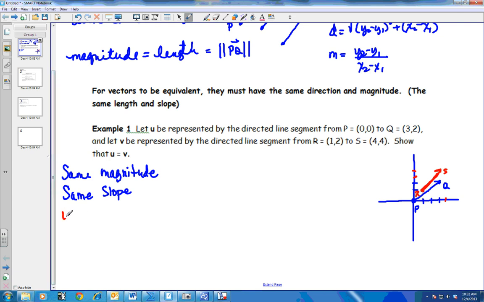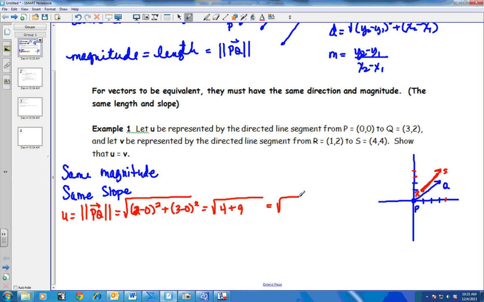So it says u equals, and I need to find the magnitude of the directed line segment PQ. We're going to do that by finding the distance between these 2 points. So that's going to be the difference of my y's. So 3 minus 0 quantity squared plus, oops, that should be the difference of my y, so that should be 2. It doesn't really matter in what order I do this. So that's 2 minus 0 quantity squared plus the difference of my x's quantity squared. So that's going to be 2 squared, which is 4, plus 3 squared, which is 9. So that's the square root of 13.